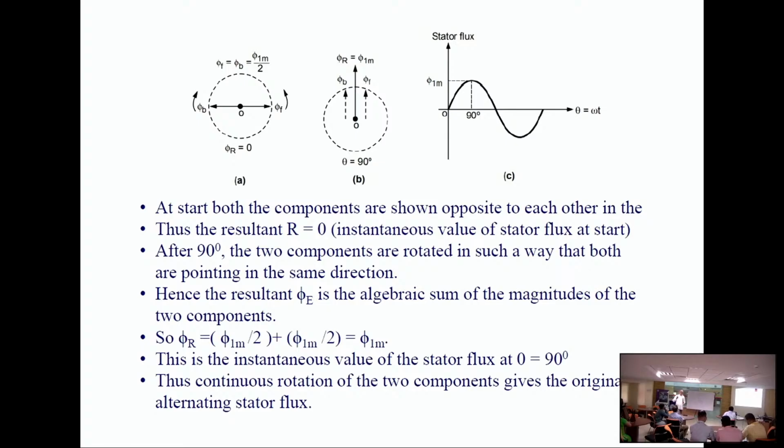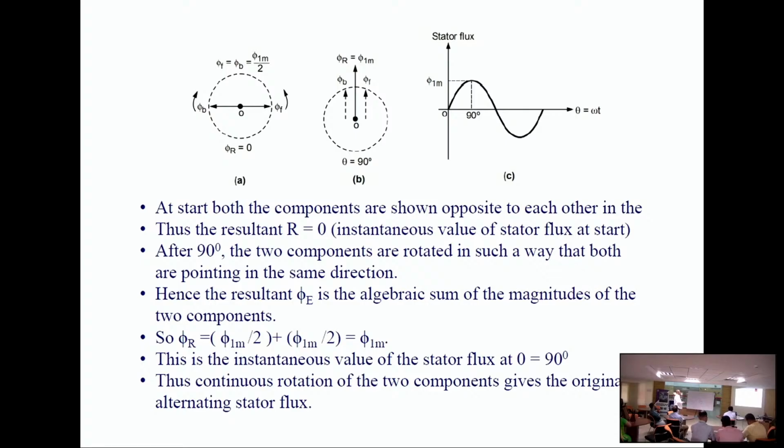This is one way of explaining how a sinusoidal quantity can be represented by two vectors rotating in the opposite direction. If there is some other suitable method, you can follow that one. First, you take two vectors.